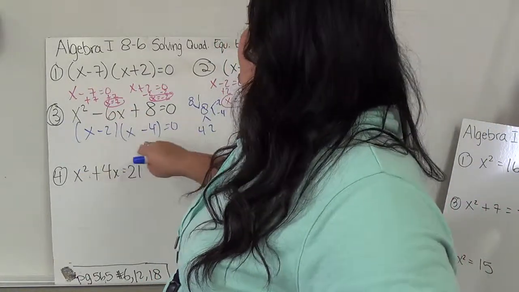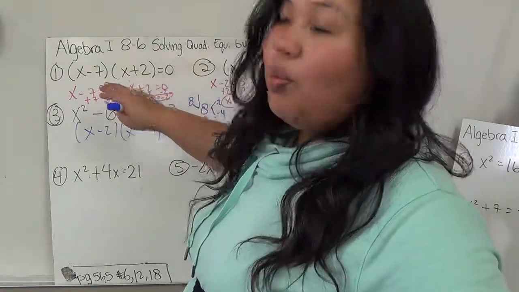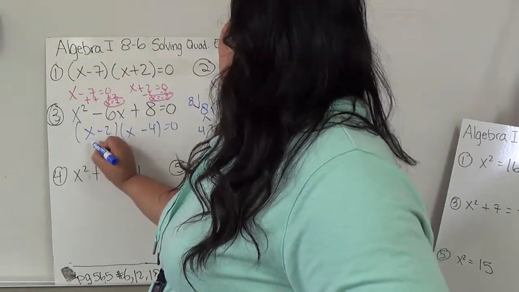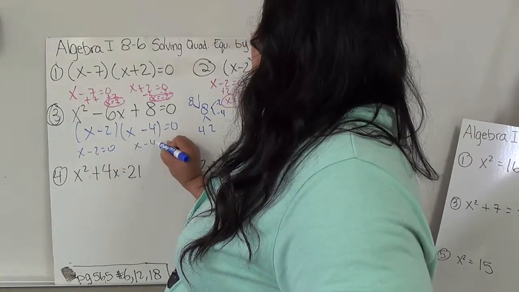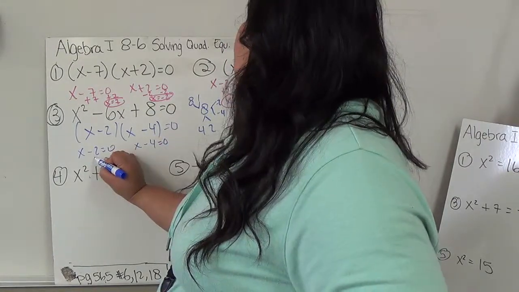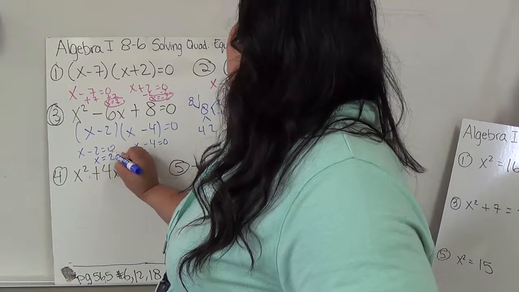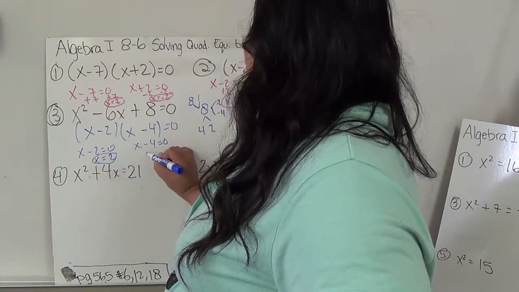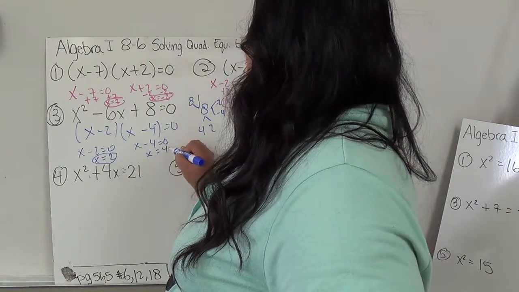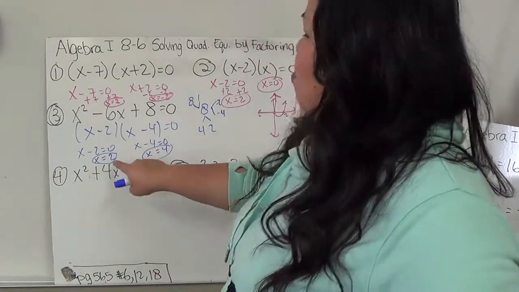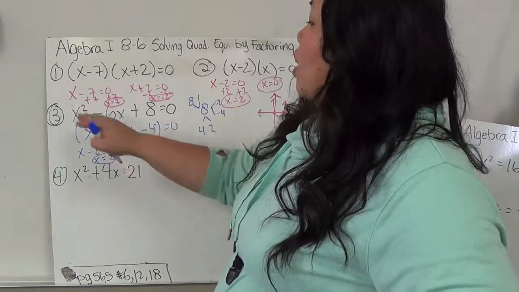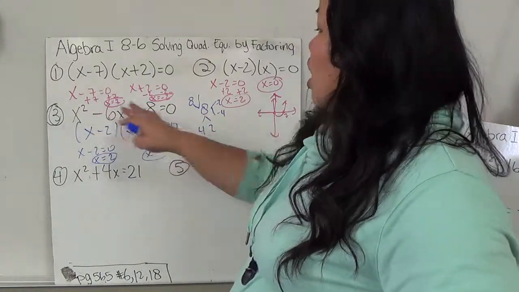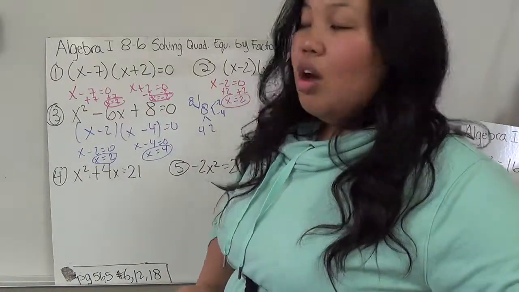And then from here, it's just what we do for number 1. I'm going to do this bubble equals 0, and this bubble equals 0. And those are my 2 answers. So I add 2 on both sides to get x equals 2 here. And then I add 4 on both sides, x equals 4. So that means if I plug 2 in here, and this is how I can check, I should get 0. If I plug 4 in, it also should give me 0.